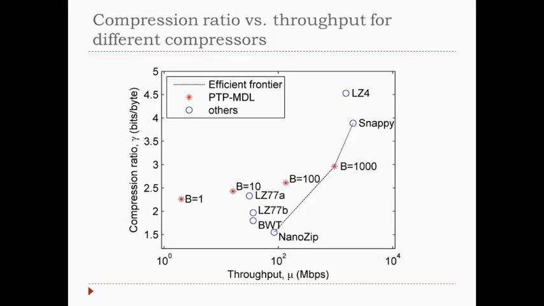And what we see in the dashed line is the efficient frontier, which are the algorithms that are closest to the bottom right-hand corner. And if you look at PTP-MDL, which is shown in asterisks, these asterisks for 1, 10, 100, and 1,000 blocks get closer and closer to the efficient frontier. And what I'm really saying is that if you have a large degree of parallelization, you're going to have a really nice trade-off between compression quality and speed.